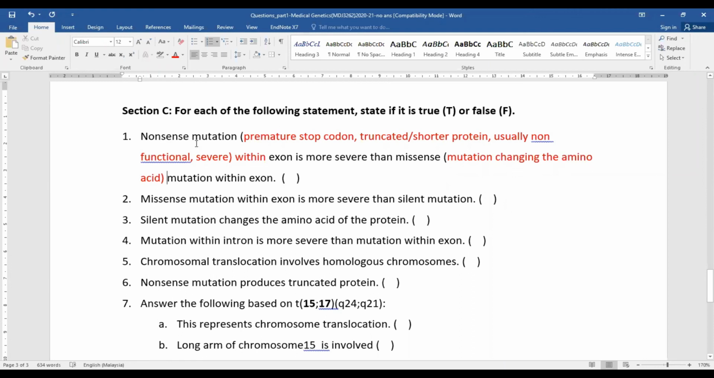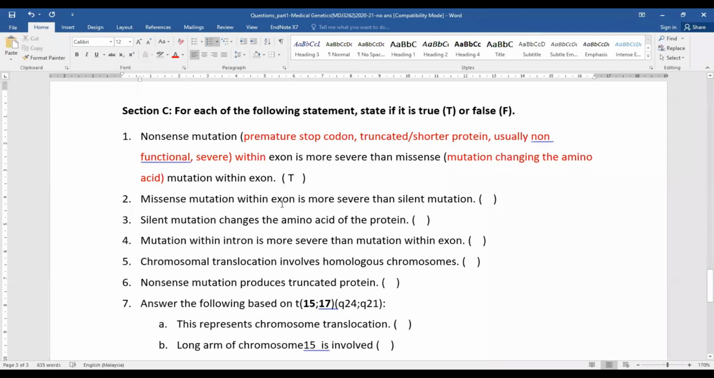However, a nonsense mutation, which creates a premature stop codon, usually produces a shorter protein. This is usually deleterious to the cell, right? It's usually non-functional. Therefore, the statement says nonsense mutation within exon is more severe than missense mutation. So the answer is true. Okay?